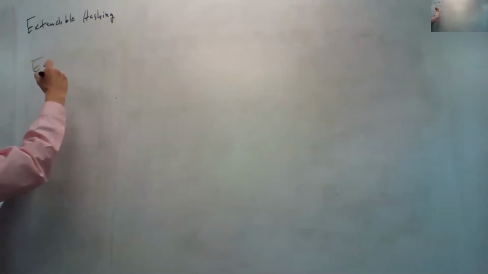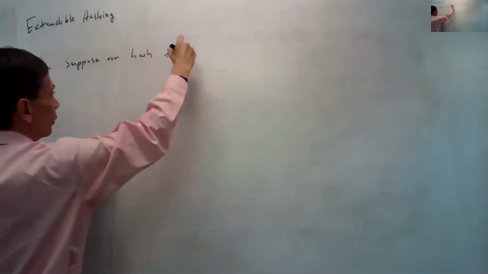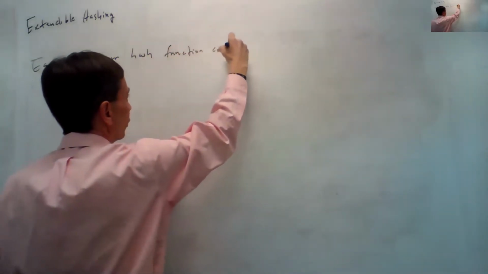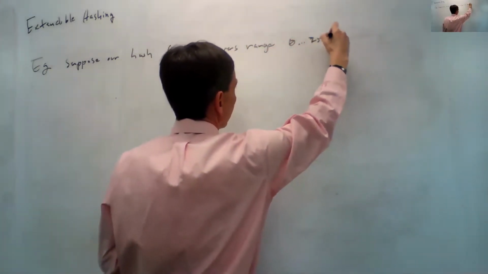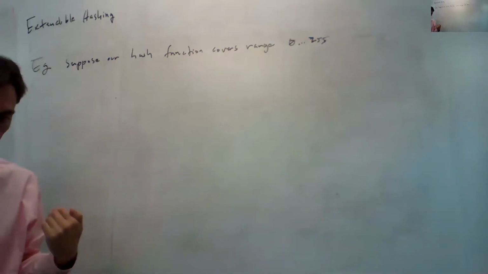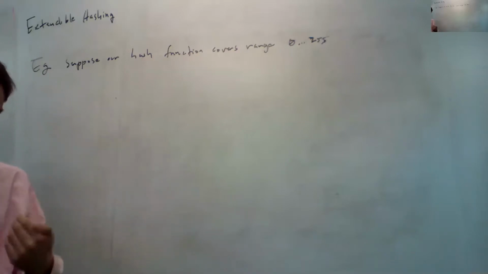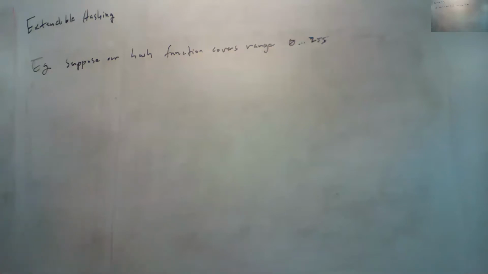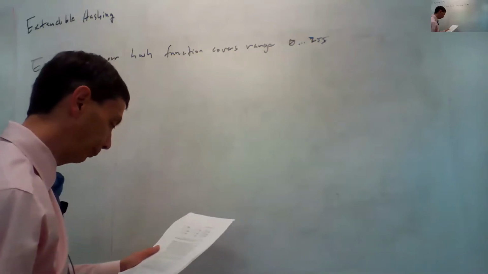Okay, so example time. Suppose our hash function covers the range 0 to 255, right? So the hash function does have some maximum value in it where you divide and take the remainder. It's just that that maximum value is not tied to the current size of the hash table, which is why we're going to be able to get around this issue of adding and removing things from the table without having to rip everything out and put everything back in. Okay?